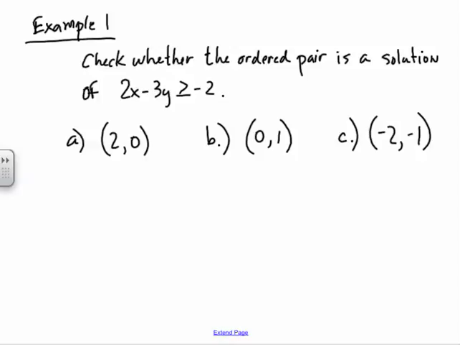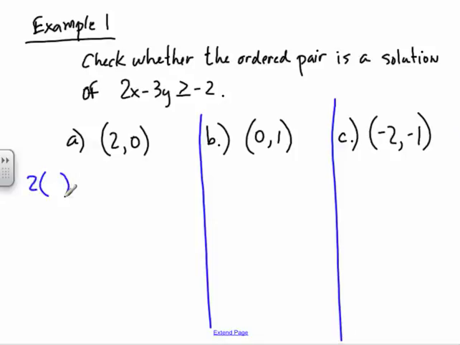Okay, guys. Here's example 1. It says, check whether the ordered pair is a solution of 2x minus 3y is greater than or equal to negative 2. So what we're going to do here is I'm actually going to divide the screen up into these three problems. And you guys know that whenever I'm checking to see if something's a solution or I'm evaluating for certain values of variables, I like to write the equation or the inequality with parentheses where my values are going to go before I fill them in.